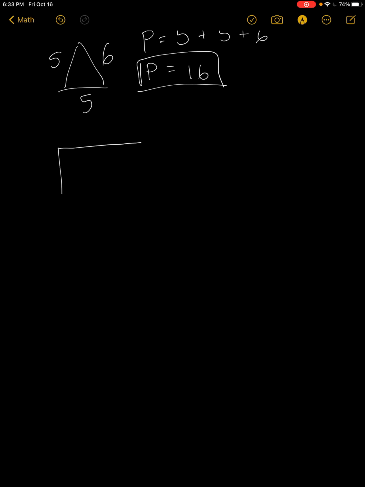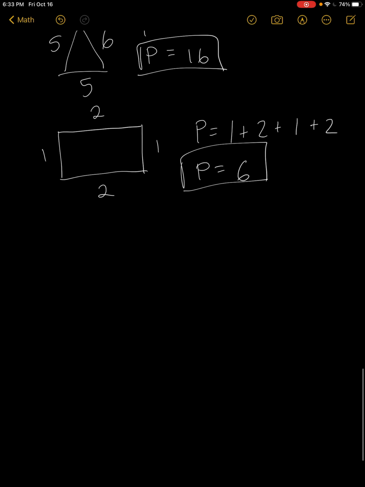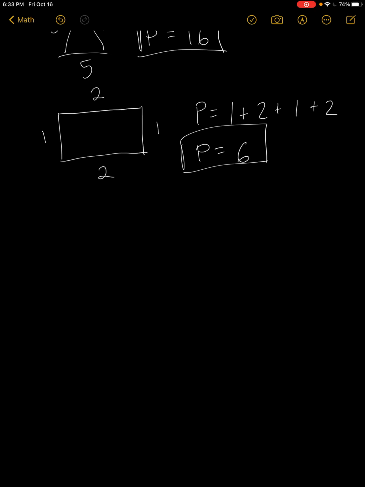Okay, let's say you have a rectangle. So 1 plus 2 plus 1 plus 2. So the perimeter of this one is 1 plus 2 is 3, plus 1 is 4, plus 2 is 6. So 6, whatever units this thing is using. So this is just a basic equation everybody should know.